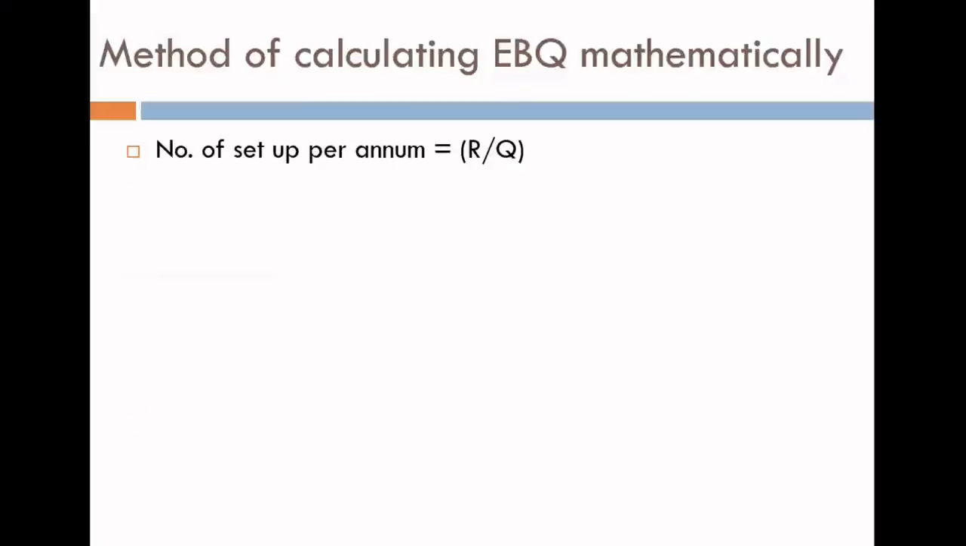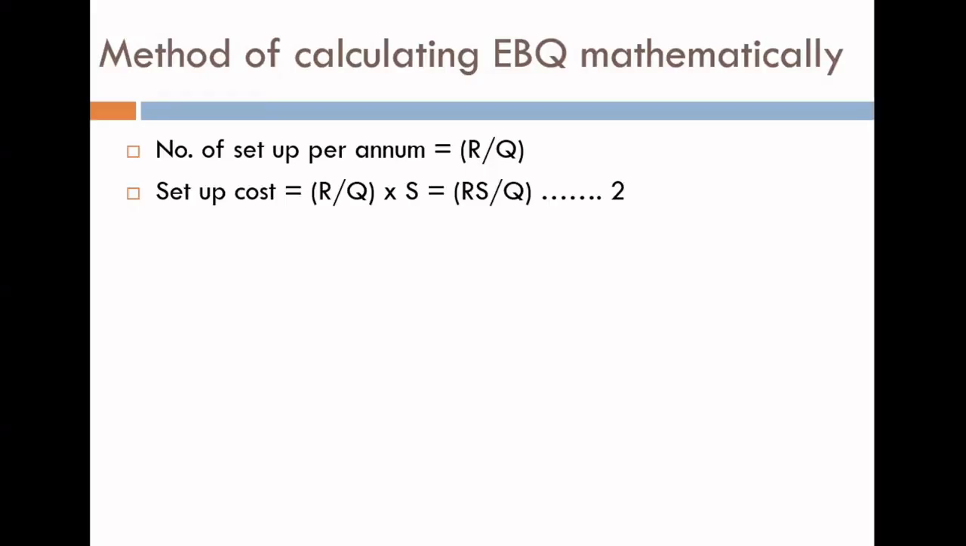Now the number of setups per annum is equal to R by Q, where R is equal to the total production per annum and Q is equal to economic batch quantity production. Setup cost is equal to R by Q into S. So the setup cost equation we will modify as RS by Q, and this is equation number 2.